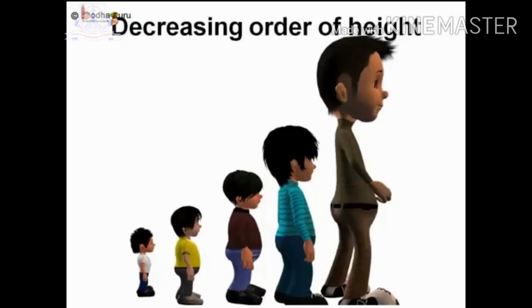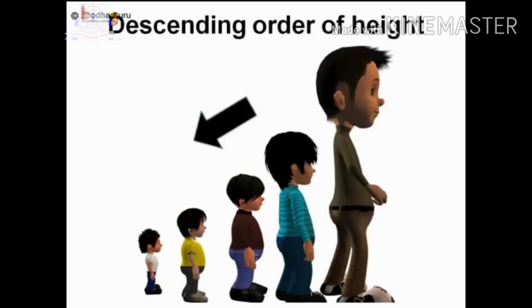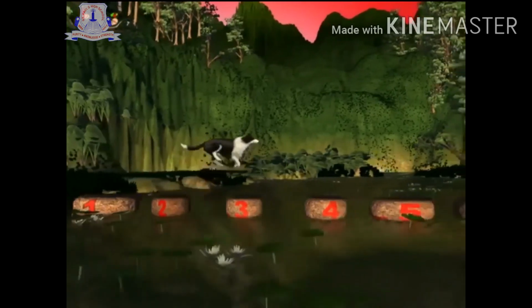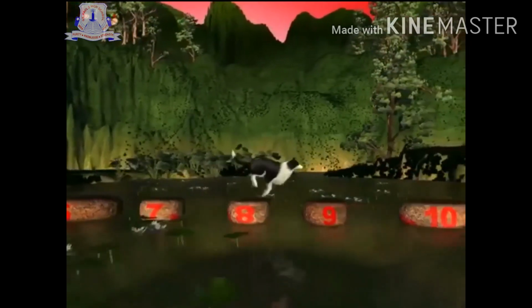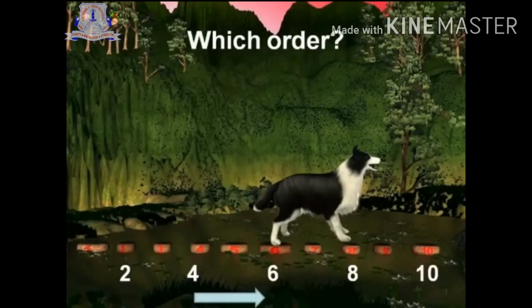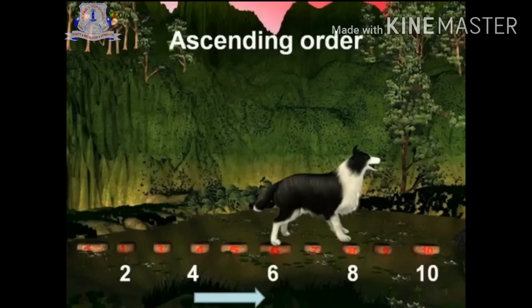Right, children? Let us take another example. 2, 4, 6, 8 and 10 are the numbers on the stones to jump. Then which order of numbers is it following? Is it ascending or descending? Yes, it is ascending order, as it is going from the smallest number to the greatest number, that is 10.